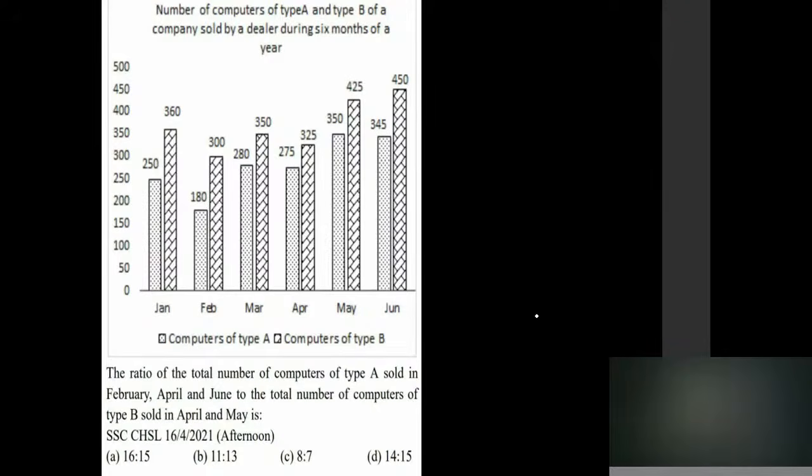What is the answer? Can anyone answer this? Add all the computers in February, April, and June of type A. Next, add all the computers of type B in April and May. Take the ratio of them. First one indicates type A and second one indicates type B.